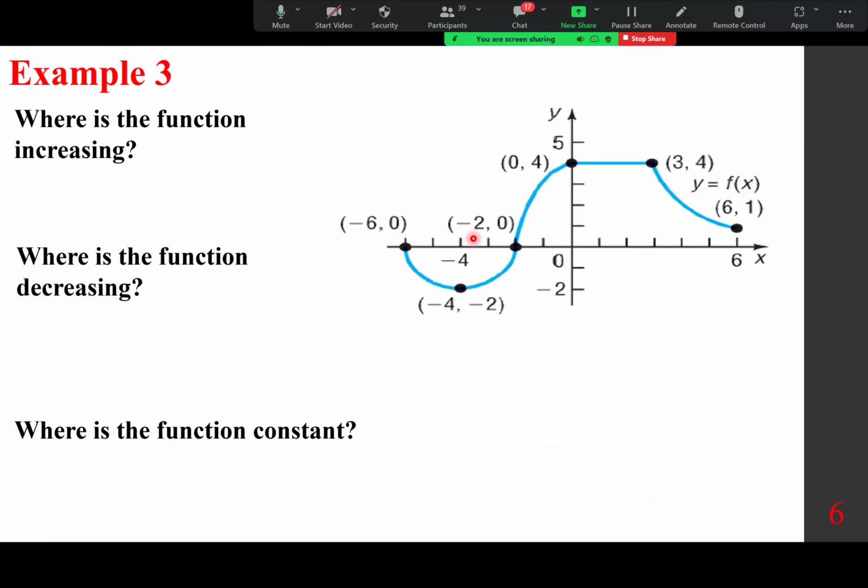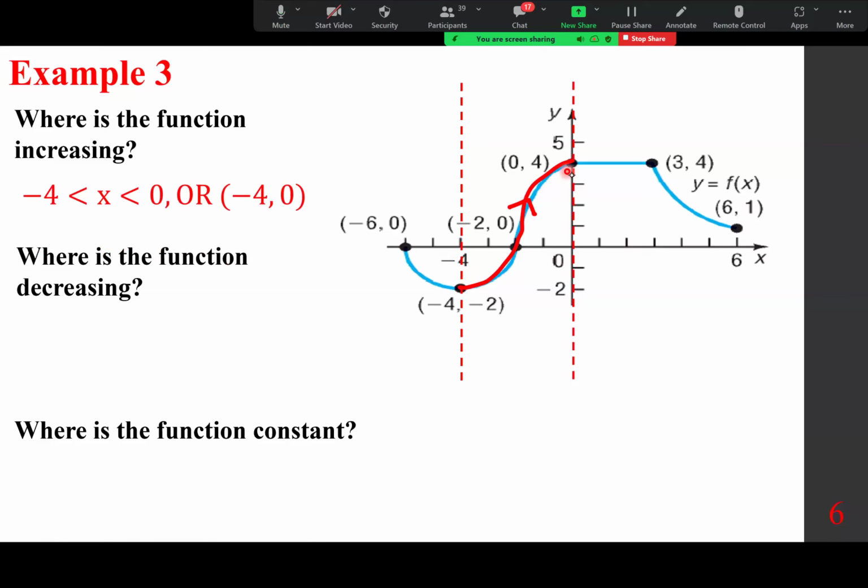Given the graph, where is the function increasing, decreasing, constant? The function is increasing here from -4 to 0. The endpoints, normally we don't write it, okay? We don't normally put it in brackets because could be either or.